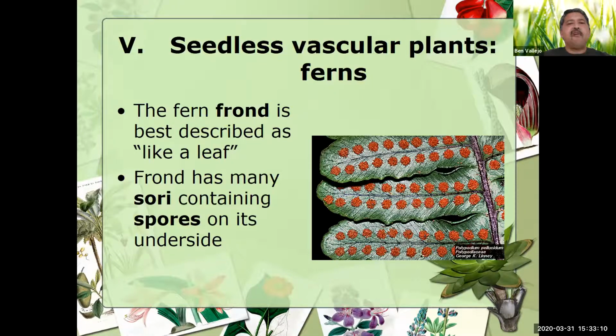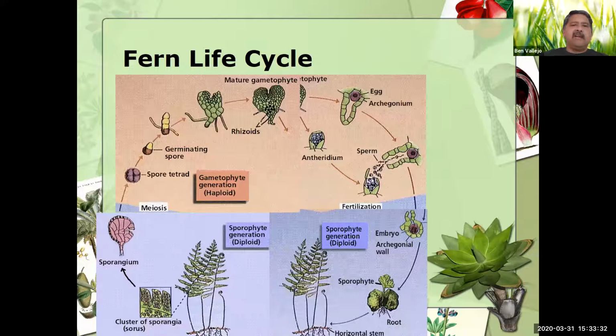A fern frond is like a leaf. This is a photo of the underside of a fern frond, and under the fern frond, you have sori. One is called a sorus, and you have spores inside each of those sori. Here's the life cycle of the fern. This is probably the one that you recognize, and that is making spores. So it's a sporophyte generation.